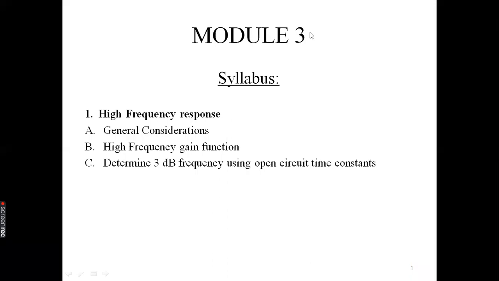Till now we have discussed a small signal equivalent circuit and the parameters, right, in module 2: common source, common gate, and common drain amplifiers. Through the analysis, we have derived the performance parameters like input resistance, output resistance, overall gain, all those things. But now we are going for the high frequency response. So in general considerations, we will be discussing why we are going for the high frequency, and what is the significance of high frequency response.